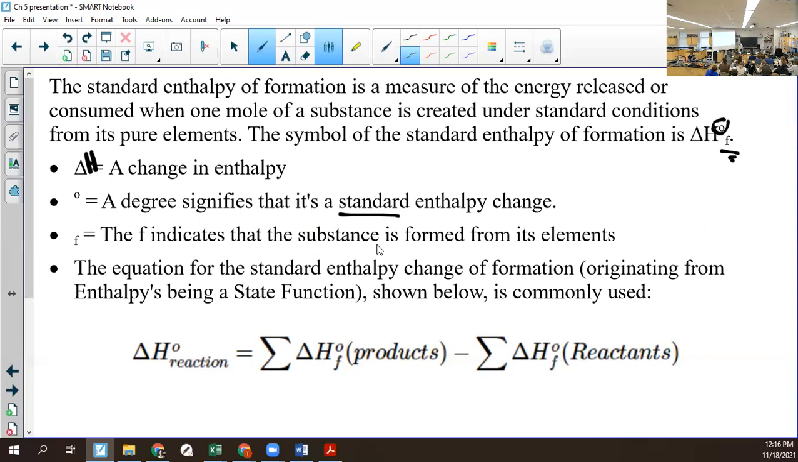Because there's a few delta H knots with different letters. This is one of them. It just means we're making something like carbon dioxide out of its C's and O's and the energy required to do that. That's all we're saying.